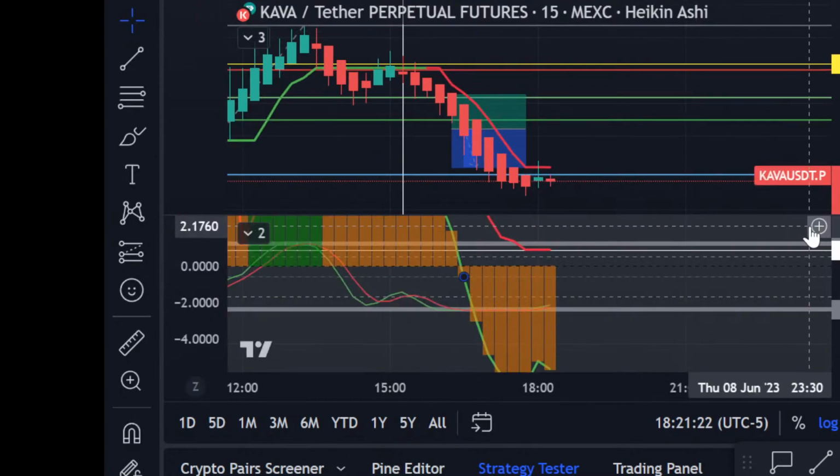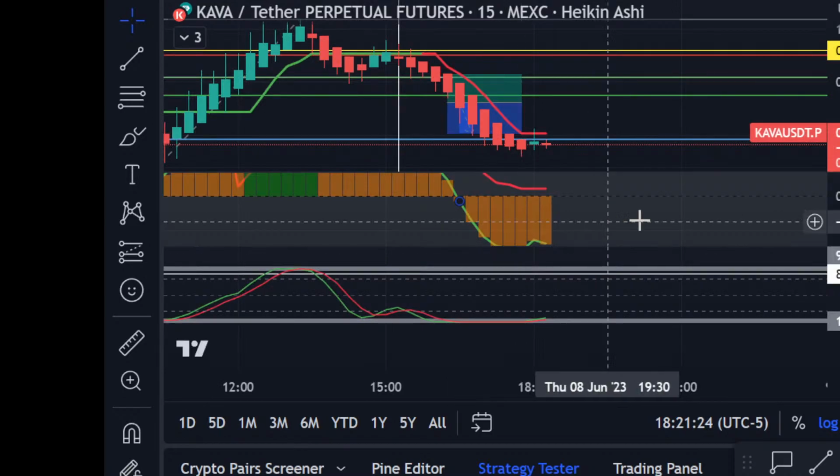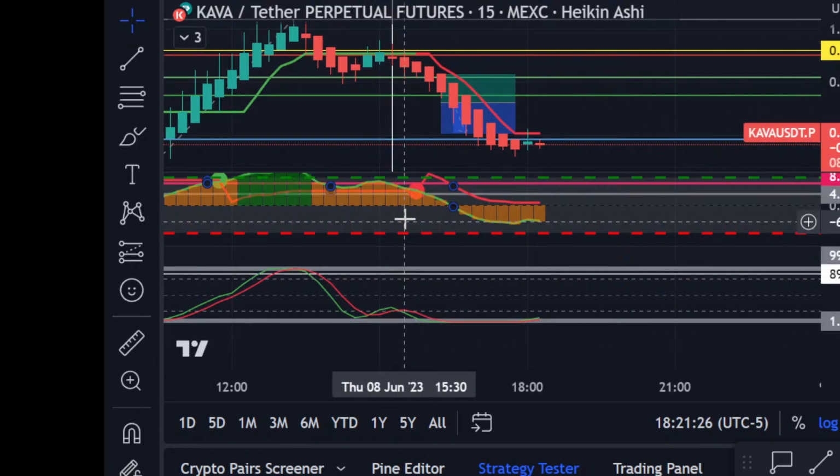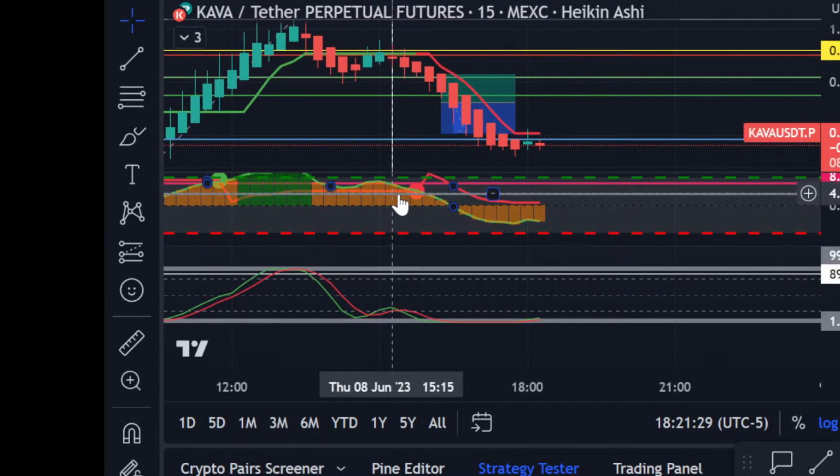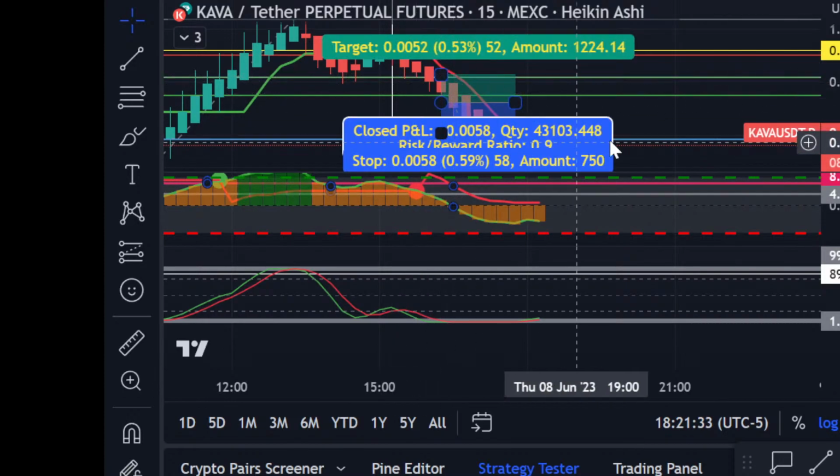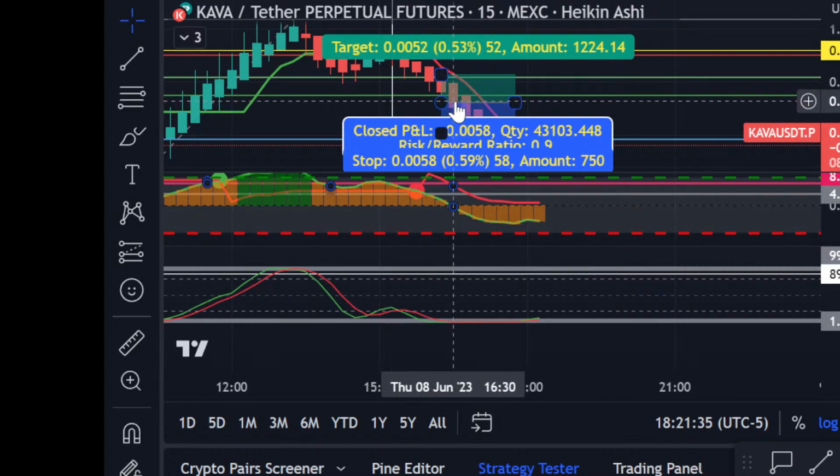This is where you've got to be a little more aware of the volume that's coming in. So right here, we get our 15-minute red trend. That's a short position, so we take that there. And so far, this is going to pay out for us.